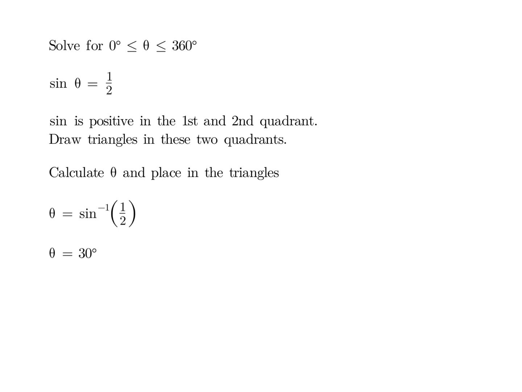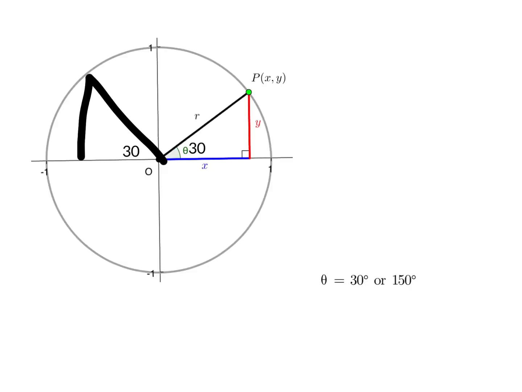So to find theta, we do sine inverse of 1/2. Theta equals 30 degrees. So put your 30 degrees into the triangles, and remember that it is the angle that's created from the positive x-axis. So the first angle is 30 degrees, and around to the second triangle, that's 180 minus 30, or 150 degrees.